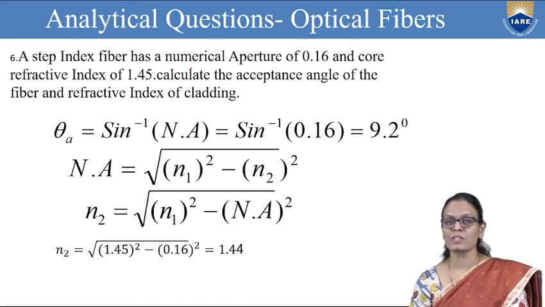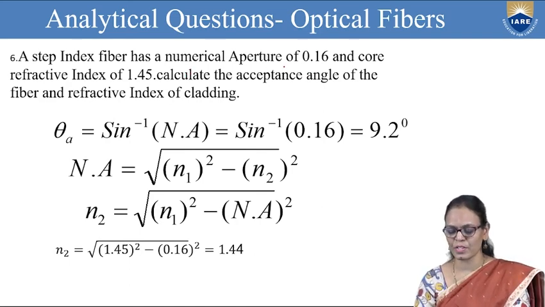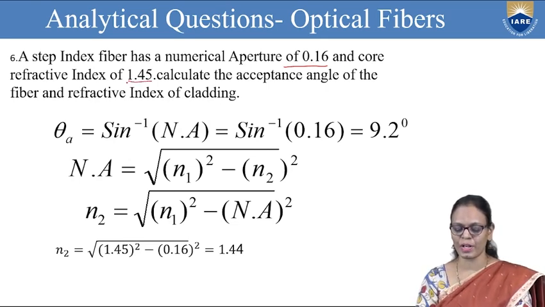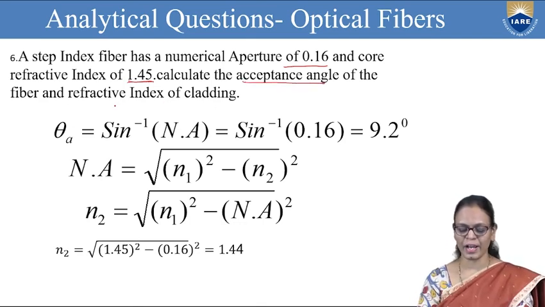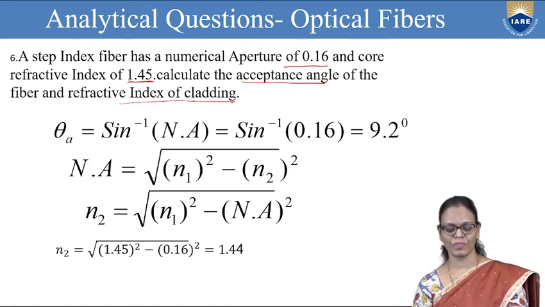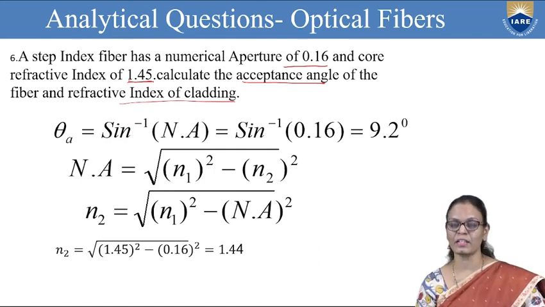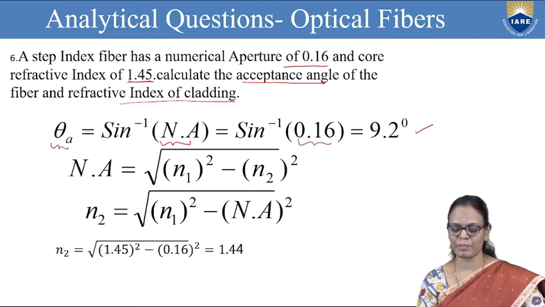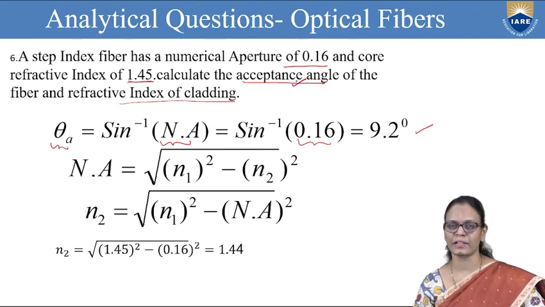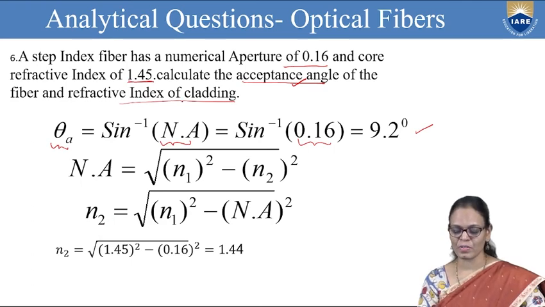Next one: a step index fiber has a numerical aperture of 0.16 and the core refractive index is 1.45. You have to calculate the acceptance angle and the refractive index of the cladding. So we are going to use the formula theta A is equal to sine inverse of NA. NA is given as 0.16. First we will be finding the acceptance angle, because we have to calculate the acceptance angle. After getting the acceptance angle, we are going to find the refractive index of the cladding.